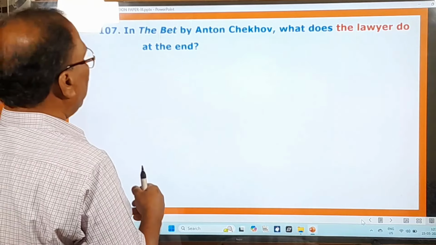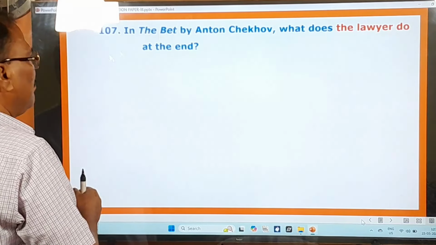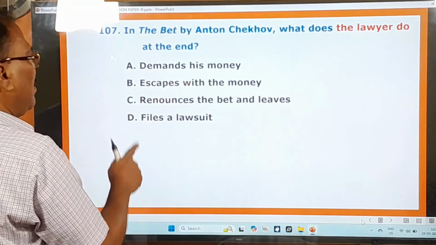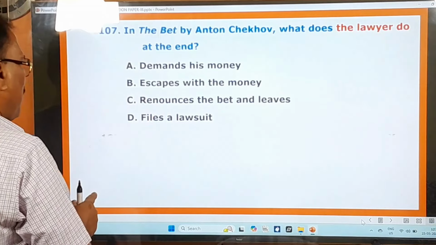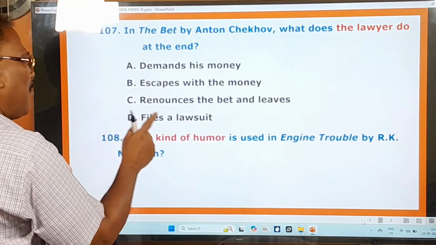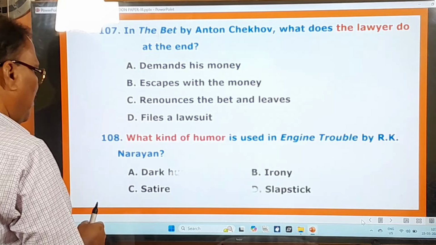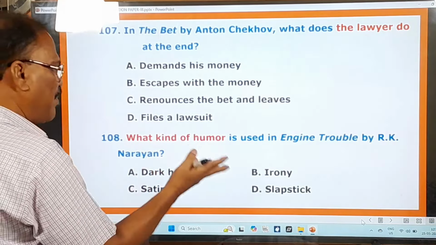107th question. In The Bet by Anton Chekhov, what does the lawyer do at the end? Demands his money, escapes with the money, renounces the bet and leaves, files a lawsuit. 108th question. What kind of humor is used in Indian Trouble by R.K. Narayan? Dark humor, irony, satire, slapstick.